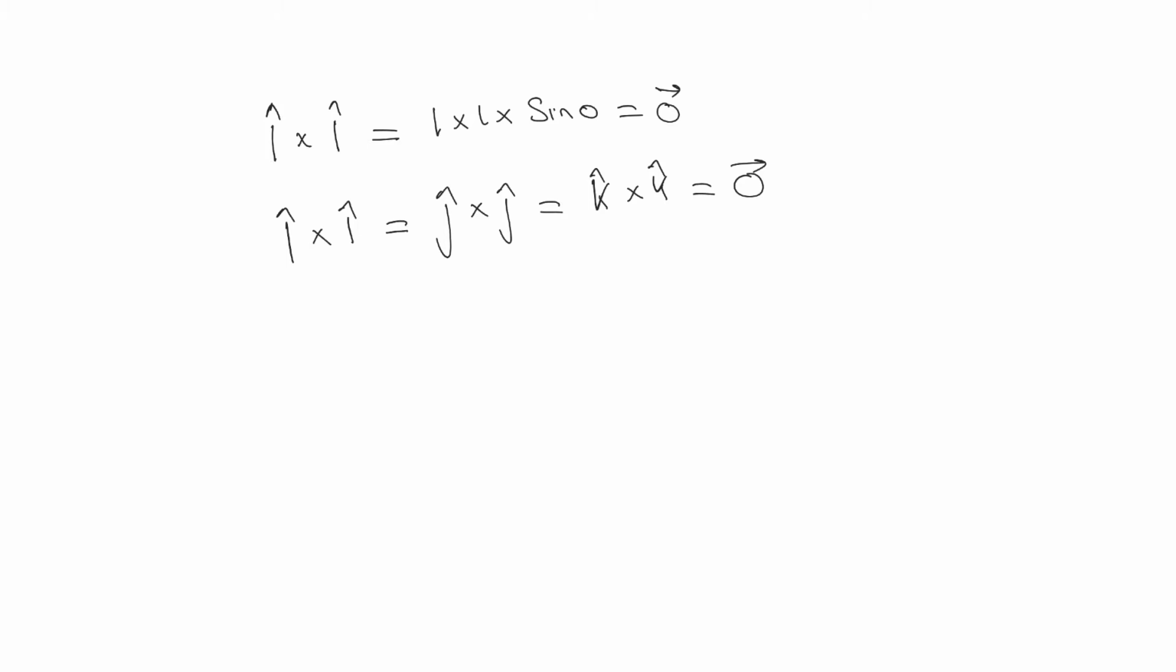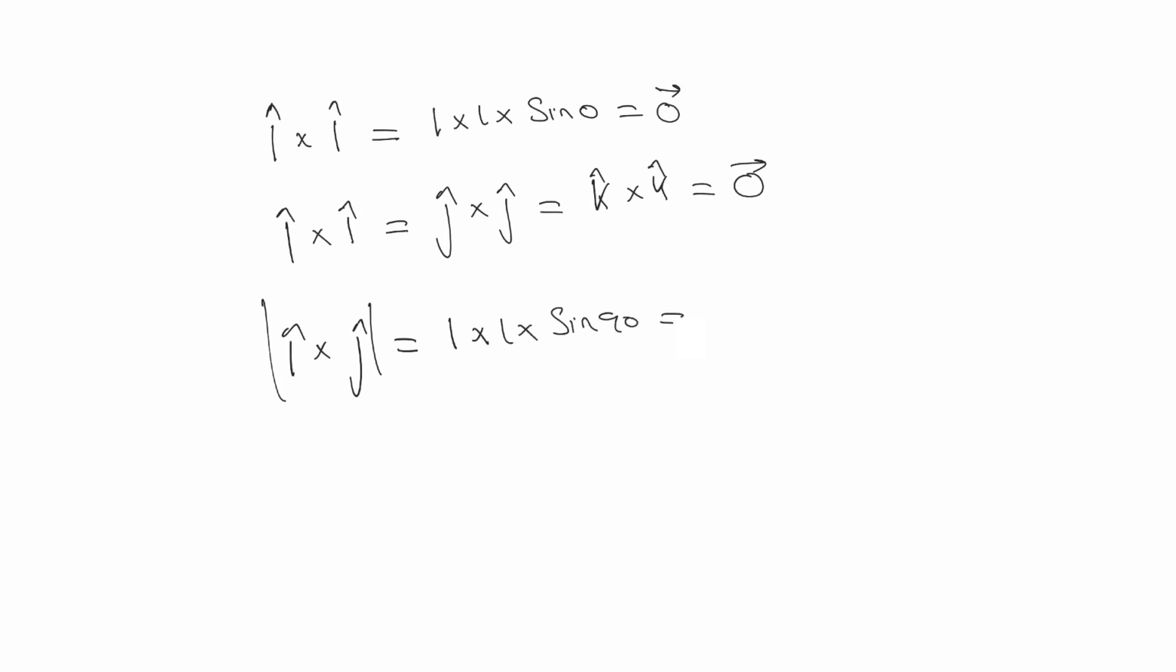Now we'll discuss if you are going for i vector cross j vector, then what will be the result. By using the right hand thumb rule, if you are going for x vector cross y vector, our thumb will be along the direction of the z axis, and its magnitude is equal to 1, because its magnitude is 1 into sine of 90 degrees.